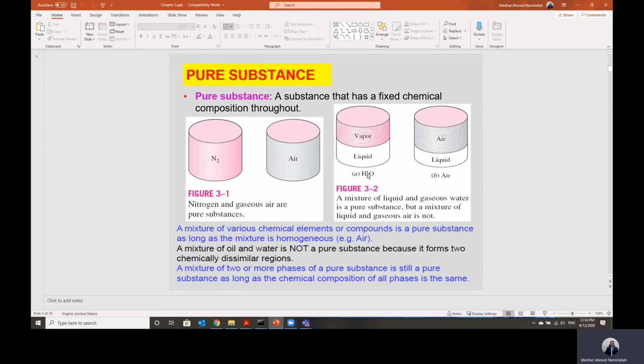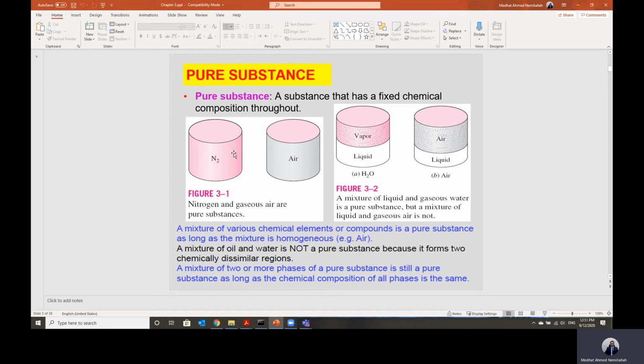As long as we have the same chemical composition, the same substance, H2O, everywhere, either liquid or vapor phase, then when we have a mixture of liquid plus vapor water within the same system, we can consider this system as a pure substance as well. What about if we have air plus liquid water? Then they have different chemical compositions, so we cannot say this mixture represents a pure substance.